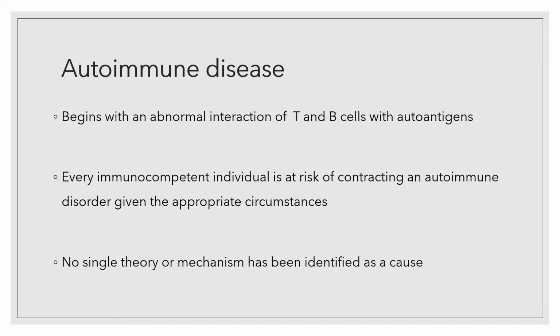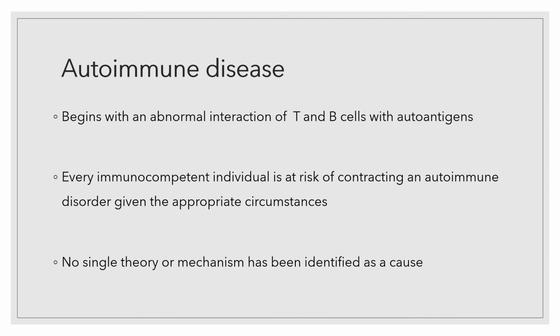The second type of immune disorder I want to talk about are autoimmune diseases. There's actually 80 types of autoimmune disorders. Autoimmunity is an immune response against the host's own cells or tissues. In autoimmune disease, antibodies or T cells display specificity for self-antigens. Every immunocompetent individual is at risk of contracting an autoimmune disorder given the appropriate circumstances.